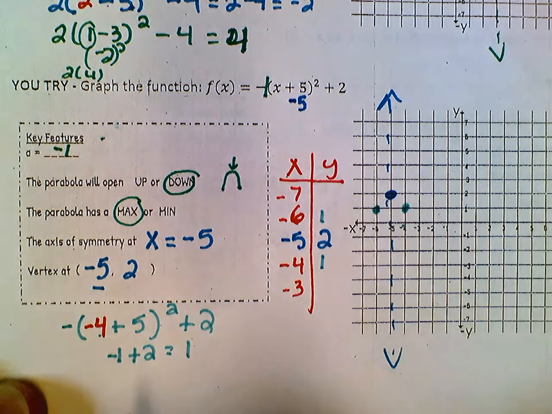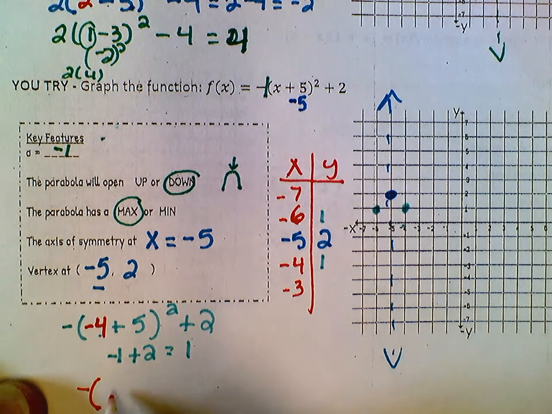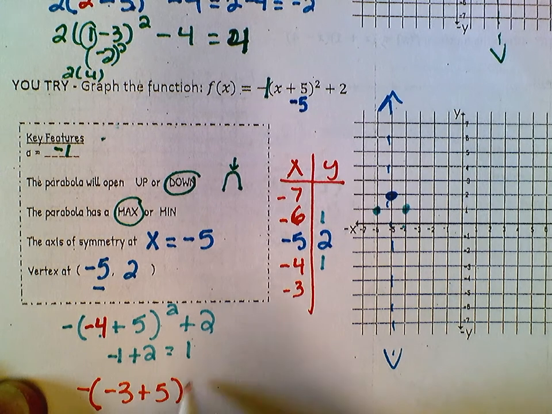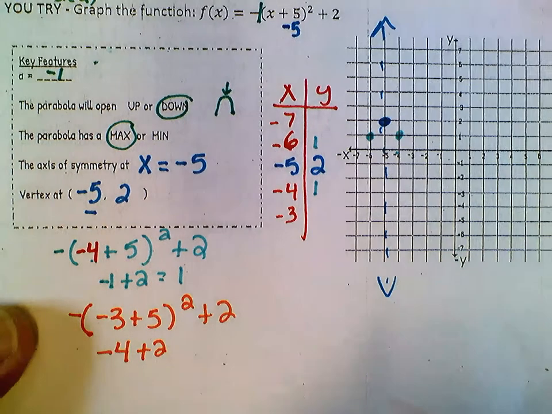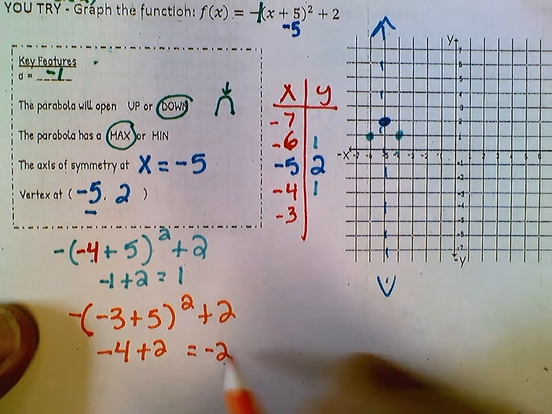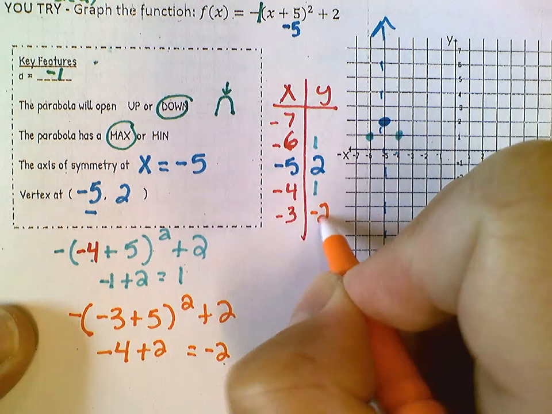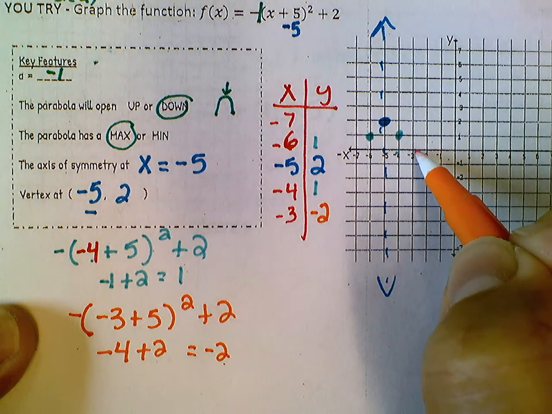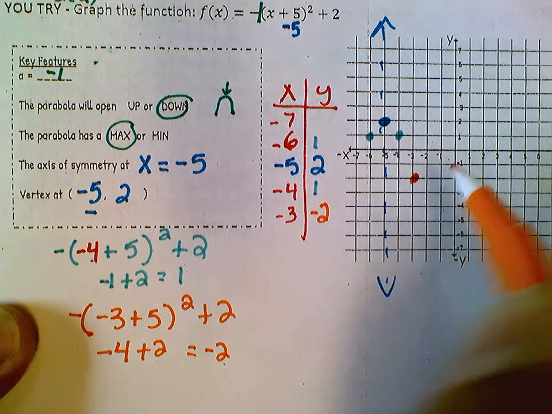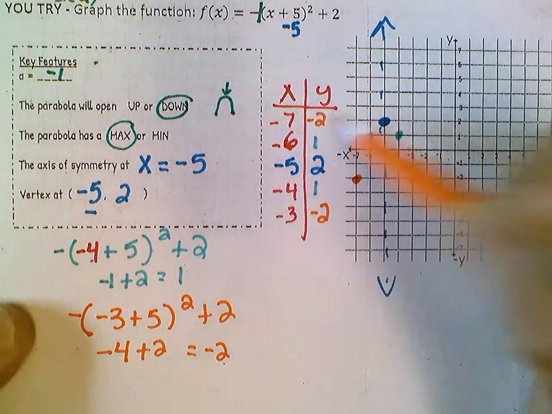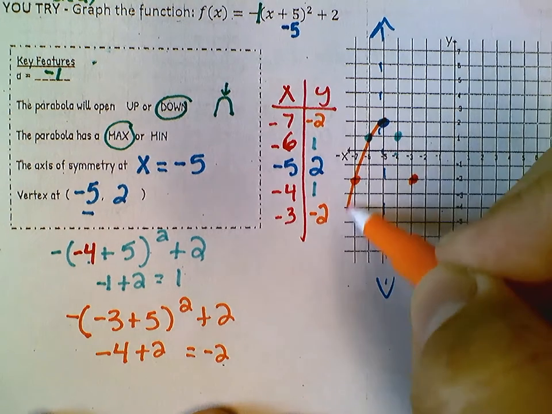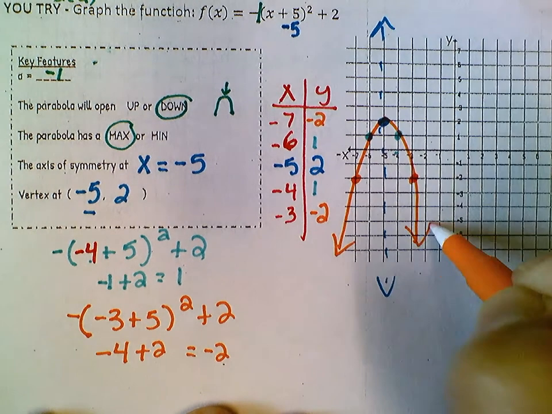Then I'm going to try -3. So -3 plus 5 is 2. 2 squared is 4 with a negative out front. -4 plus 2 is -2. So I got -2. Then -3, -2 is that point. And if I count 2 spaces to the other side, then I have my other point. So the graph of this parabola is this.